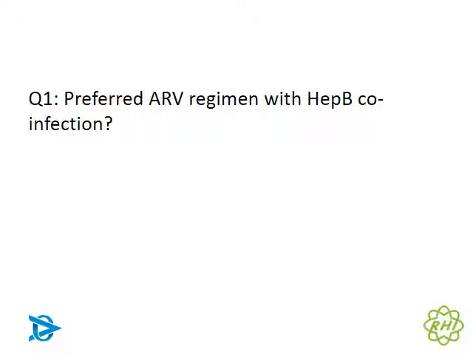So a couple of quick points on that. What would be our preferred ARV regimen with hepatitis B co-infection? That's very easy. We're going to use the same regimen that she's been on all along. And although we expect that the tenofovir, emtricitabine and efavirenz might have contributed to this IRIS at this point, we'd certainly want to, if possible, continue the ARVs, as both the tenofovir and the FTC will also address the viral load of the hepatitis B.